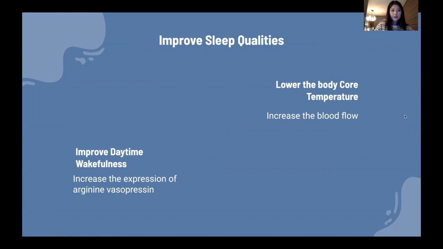Glycine is also found to help improve sleep quality. First, it can lower the body core temperature by increasing the blood flow, and a low body temperature is very important for getting a good sleep. And secondly, it can improve daytime wakefulness by increasing the expression of arginine vasopressin, which is a hormone that helps to regulate circadian rhythms of sleep.